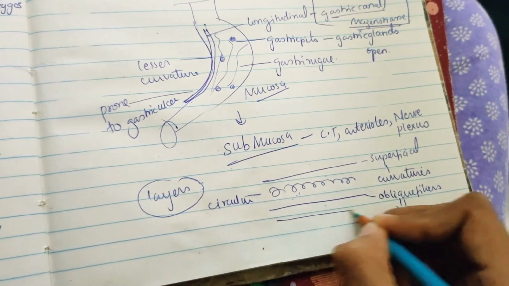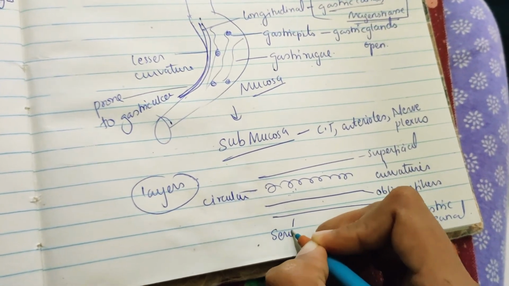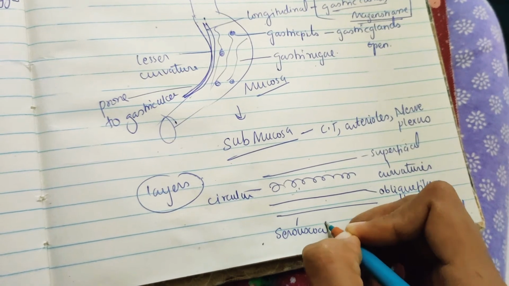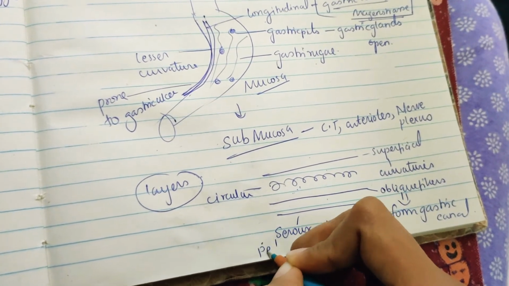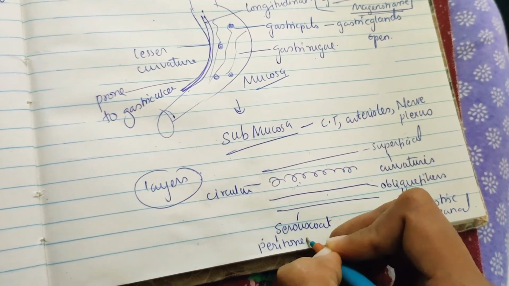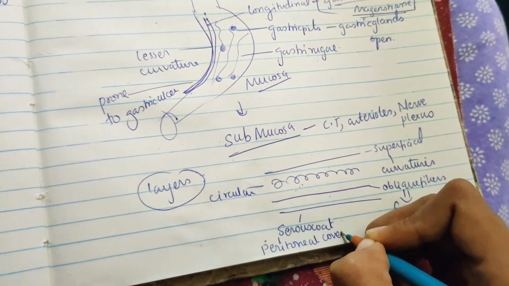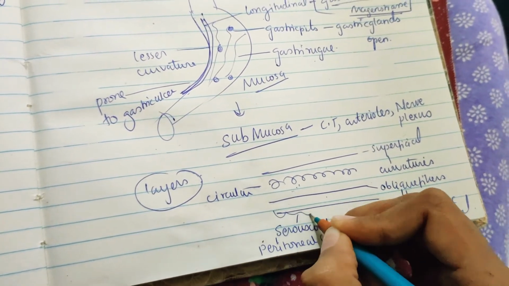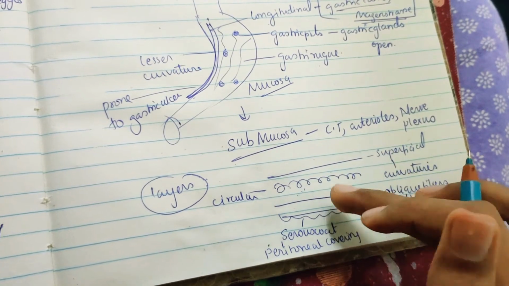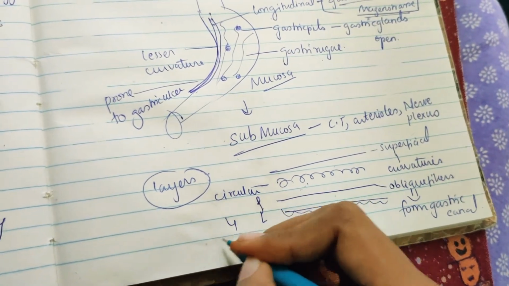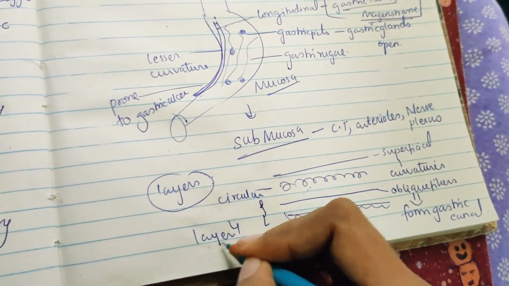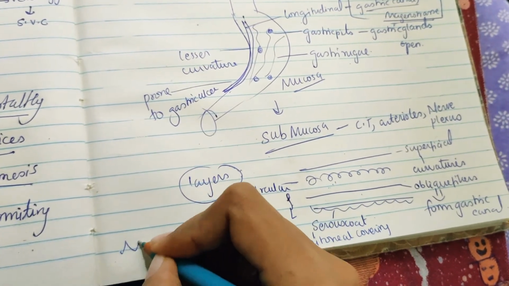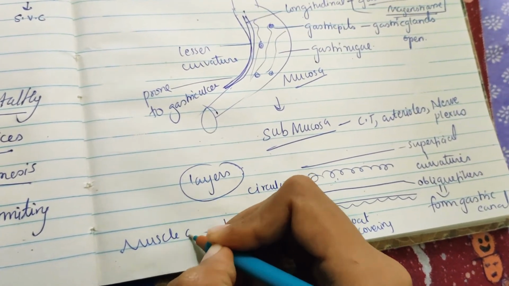So finally, outermost you have the serous coat. The serous coat mainly contains the peritoneal covering. So 1, 2, 3, 4, total 4 layers. This can also be called the muscular coat of stomach.